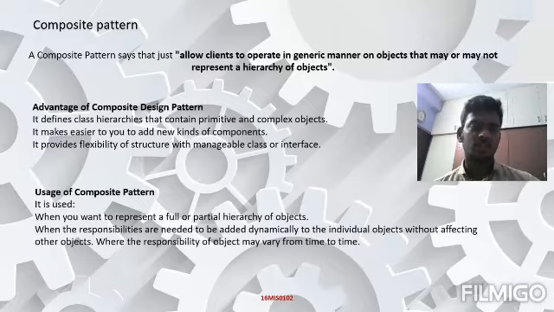Advantage of a composite design pattern: it defines a class hierarchy that contains primitive and complex objects. It makes it easier to add new kinds of components. It provides flexibility of structure with manageable class and interface. Usage of composite pattern: it is used when you want to represent a full or partial hierarchy of objects. Responsibilities need to be added dynamically to individual objects without affecting other objects, whereas the responsibility of an object may or may not vary from time to time.